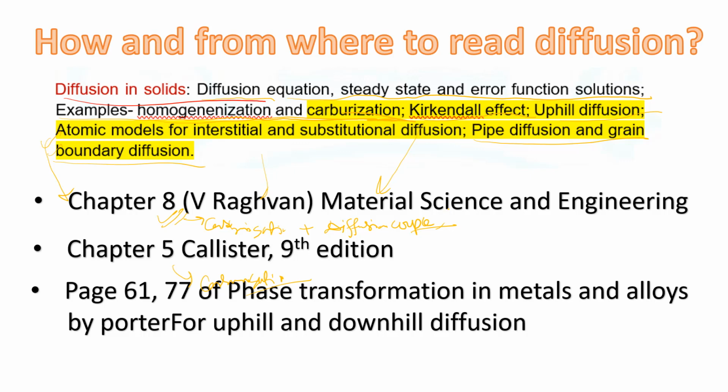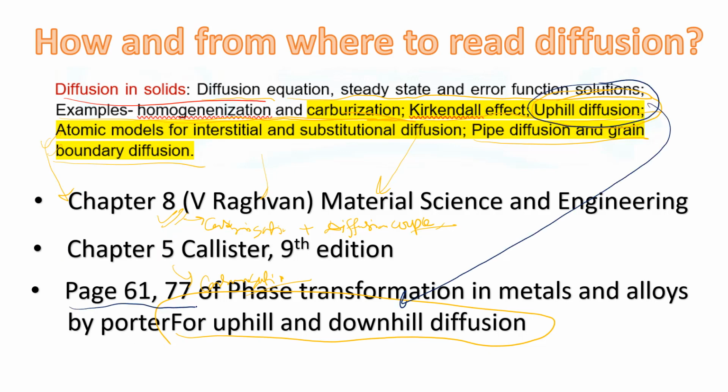Other sources are these. If you see page numbers 61 and 77 of the book Phase Transformation in Metals and Alloys by Porter, you can study uphill and downhill diffusion from it, right? So guys, here we are left with uphill diffusion, so this you can cover from these pages. There it has been beautifully explained, although you would require some thermodynamics to study, but you can refer to this so that you will be able to understand completely.